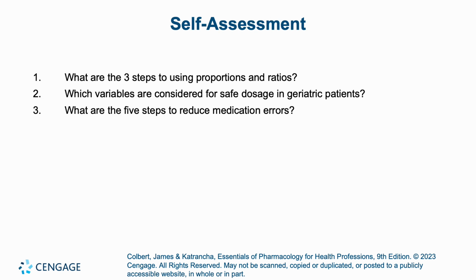Self-assessment. 1. What are the 3 steps to using proportions and ratios? 2. Which variables are considered for safe dosage in geriatric patients? 3. What are the 5 steps to reduce medication errors?